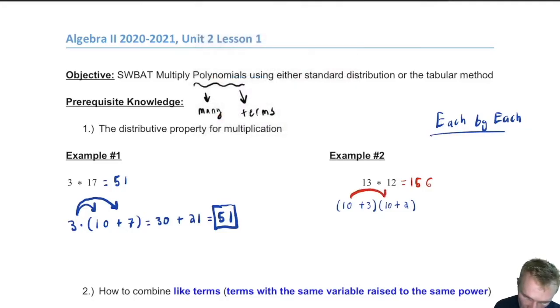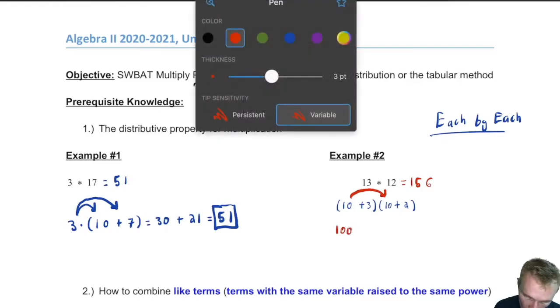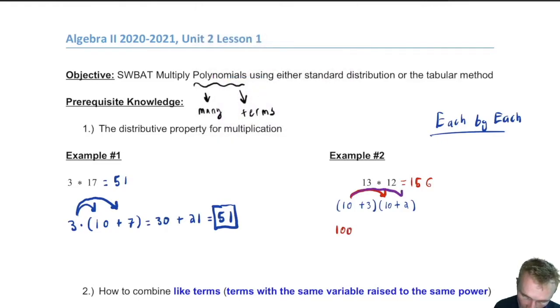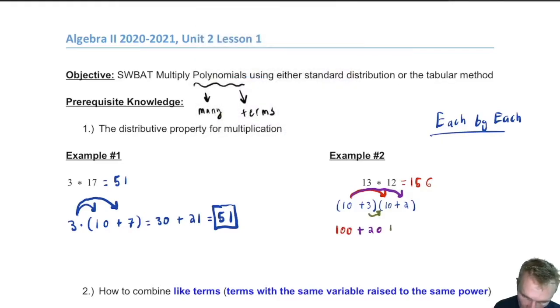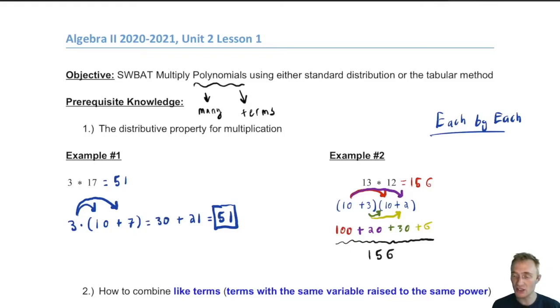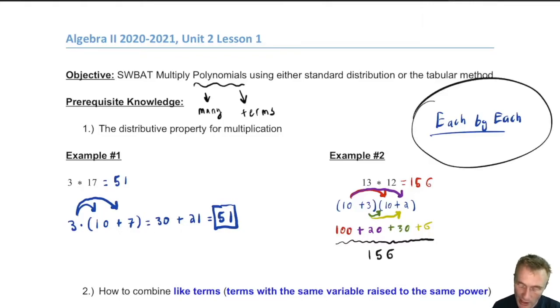First, we would have 10 times 10 to make 100. Then we would have 10 times 2 to make 20. This is distribution in action. 3 times 10 to make plus 30. And finally, we'll do gold, 3 times 2 to make 6. And it's a lot easier to do all of this in your head. 10 plus 20, 120, plus 30, 150, plus 6, 156. That's distribution in a nutshell. Splitting something up into separate parts and making sure you multiply each term by each term on the other side.